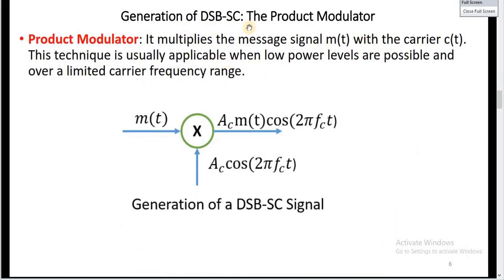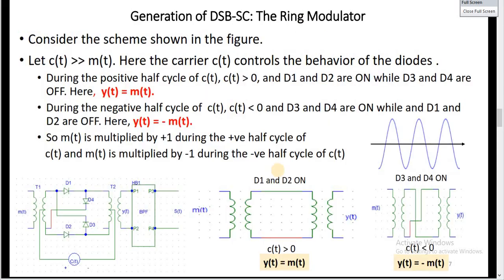Generation of double sideband suppressed carrier signal, the product modulator. The product modulator simply multiplies the message signal M of t with the carrier C of t. This technique is usually applicable when low power levels are possible and over a limited carrier frequency range. The method that is more popular, more well known, and has more uses is the ring modulator.